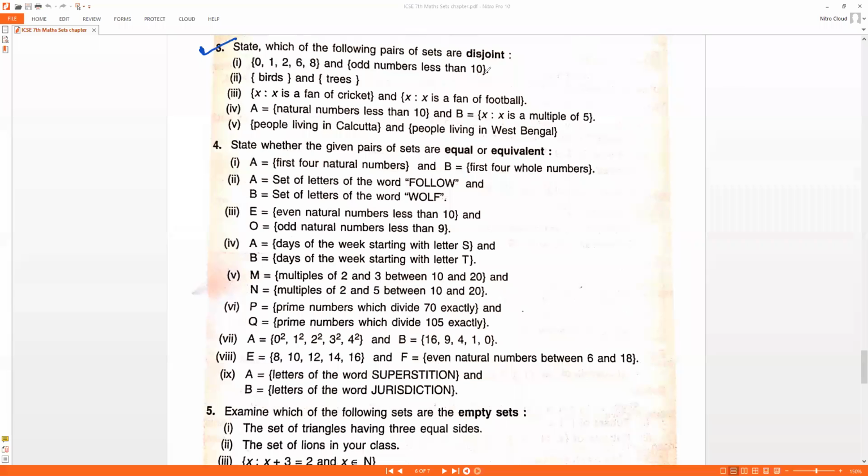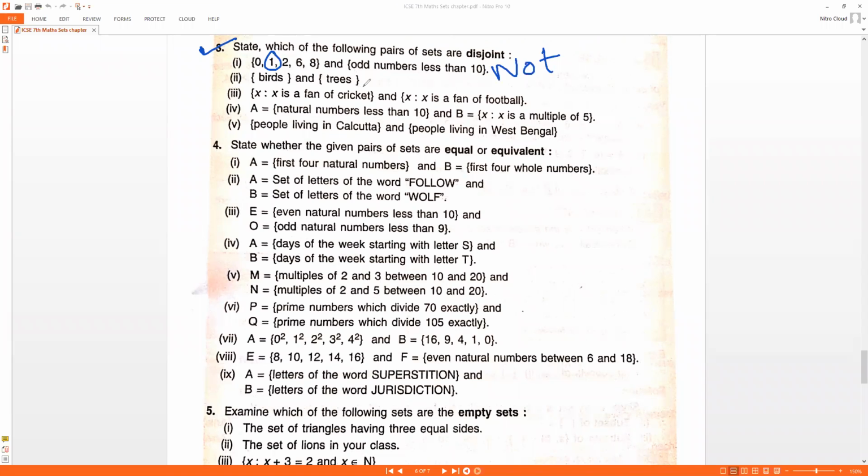The following pairs of sets are disjoint. Which of them are disjoint? First one is disjoint, sir. Odd numbers less than 10. Sir, it's not disjoint. One is an odd number which is common, so it's not disjoint.